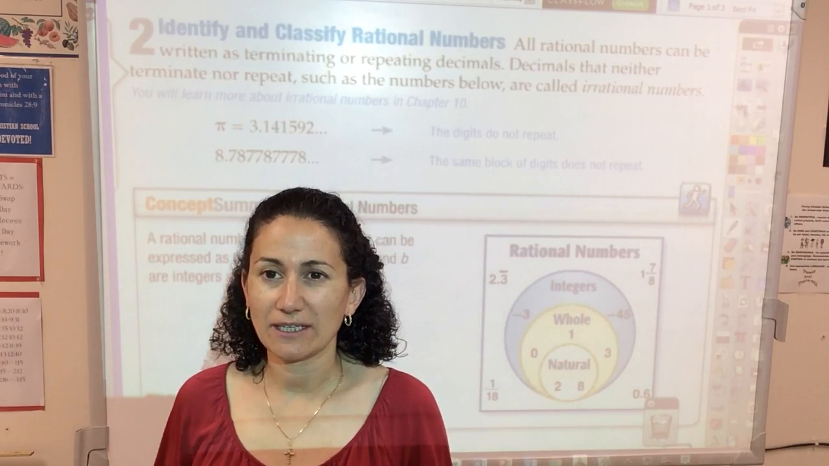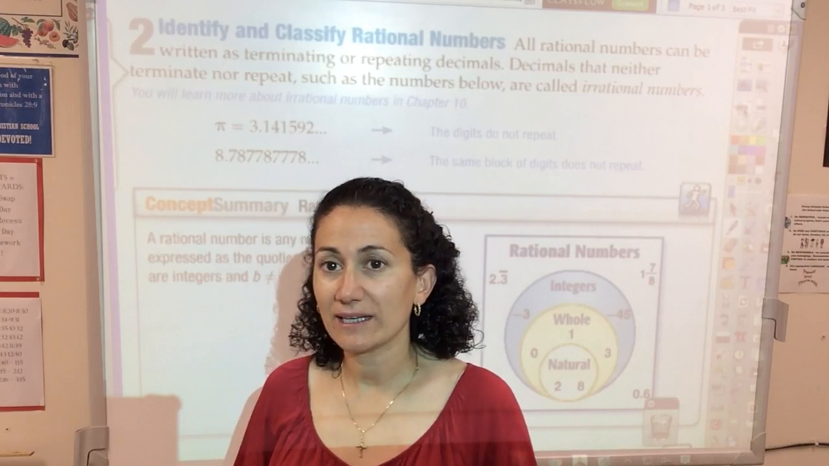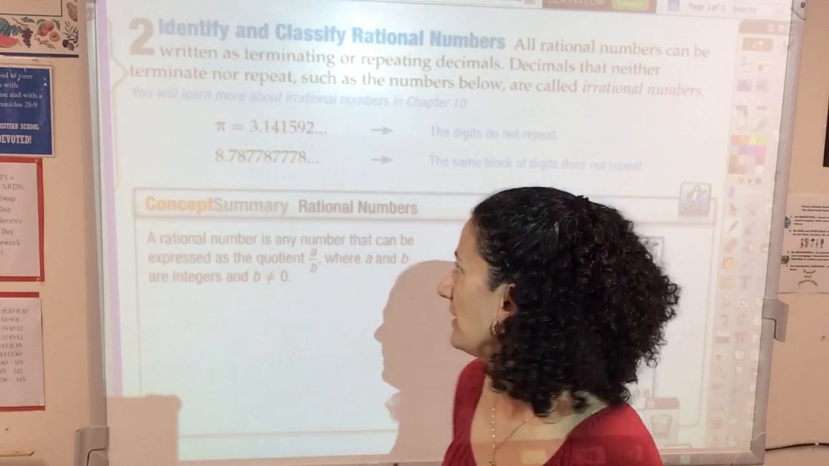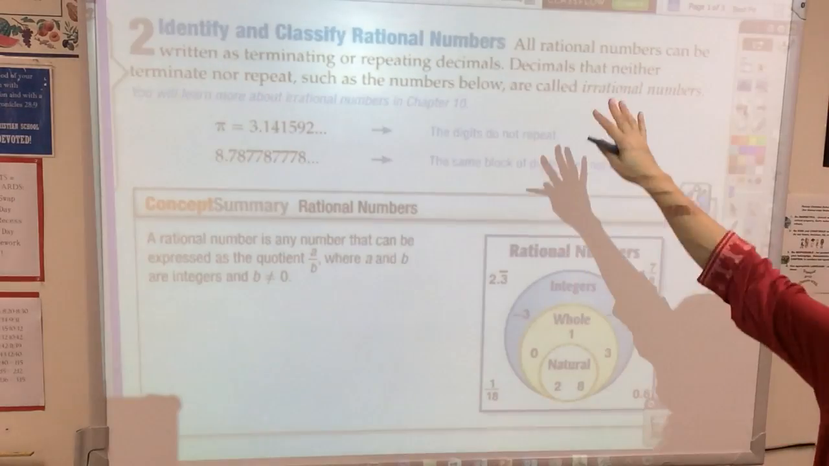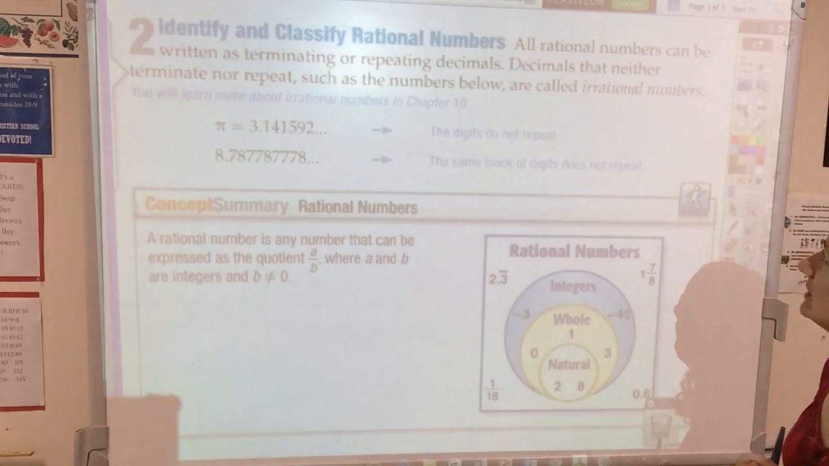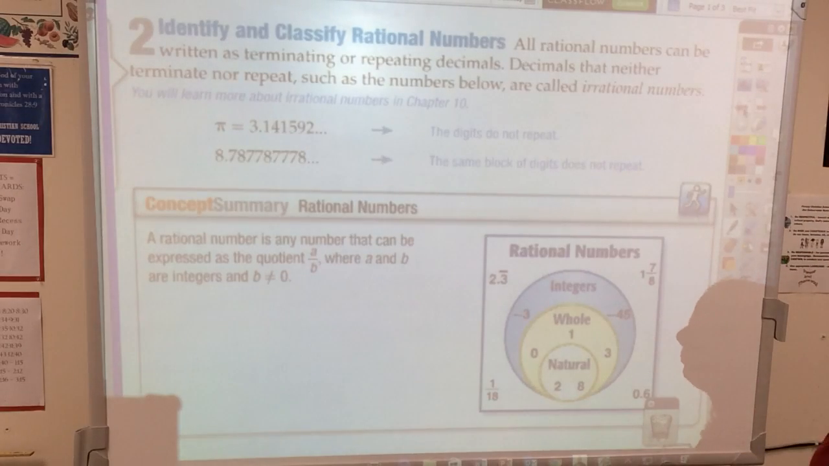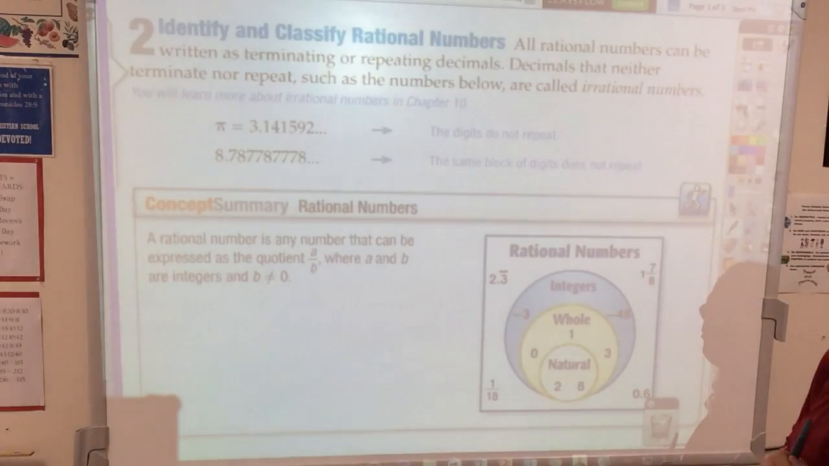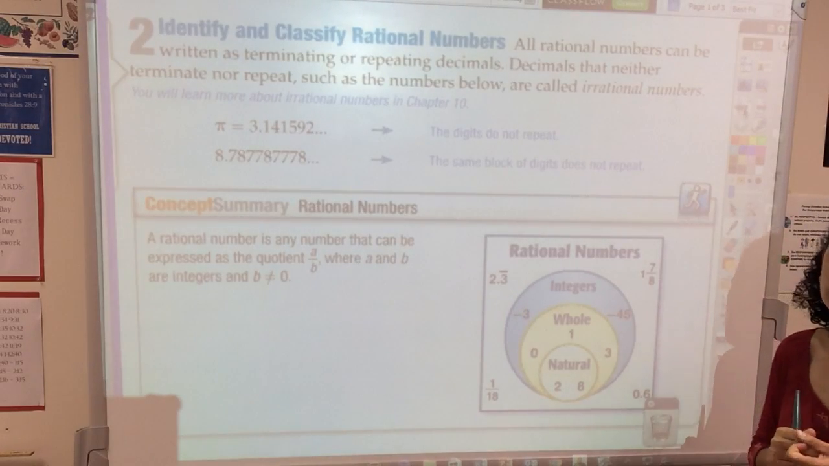Today I'd like to show you how to classify numbers. We're going to look at different examples of numbers and how we can name them according to the category and characteristics that they have. Take a look up here. All rational numbers can be written as terminating or repeating decimals. Decimals that neither terminate nor repeat, such as these numbers, are called irrational numbers.